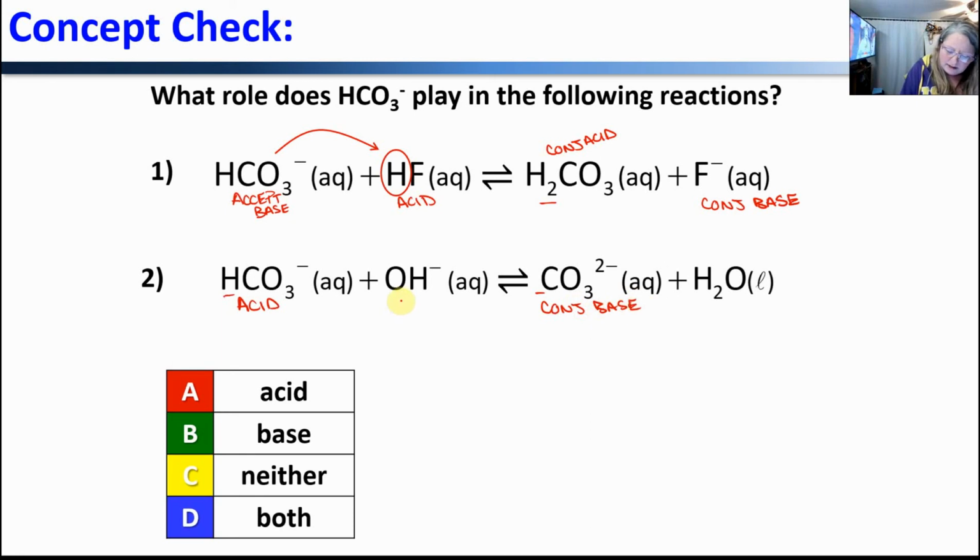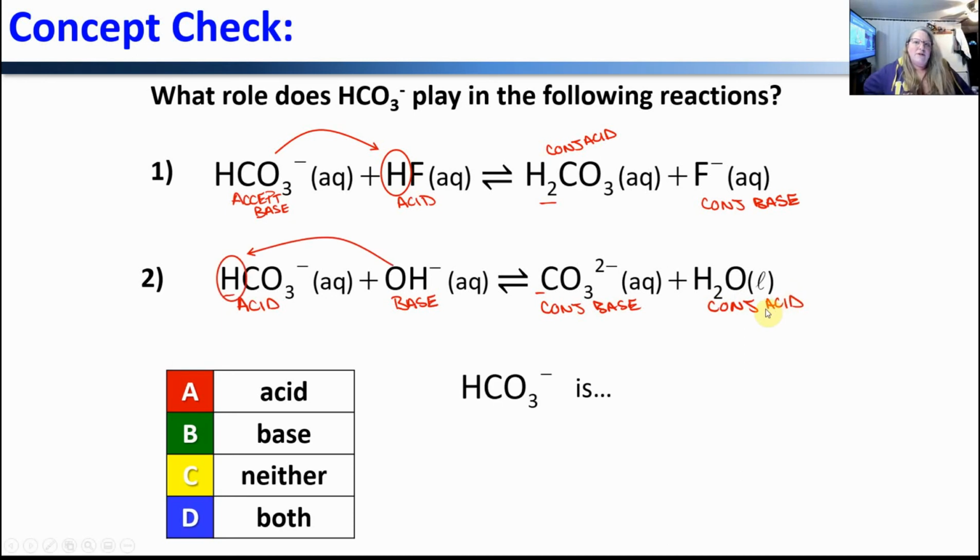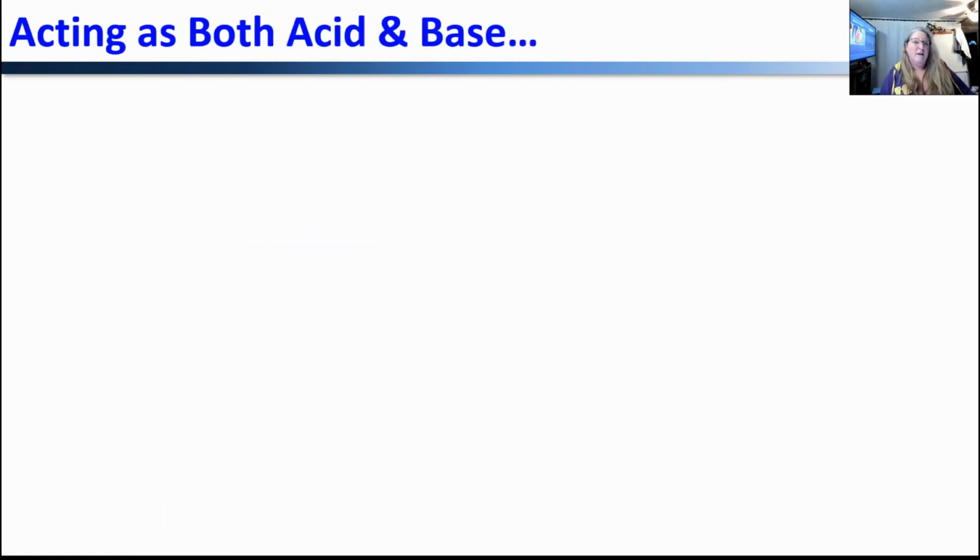On this side, I am going to definitely gain a proton, and OH is a strong base, so this is definitely a base becoming a conjugate acid on this side. Cool. So what does that tell us? Is HCO3 minus then an acid, a base, or both? What is that? Because we just define it as both.